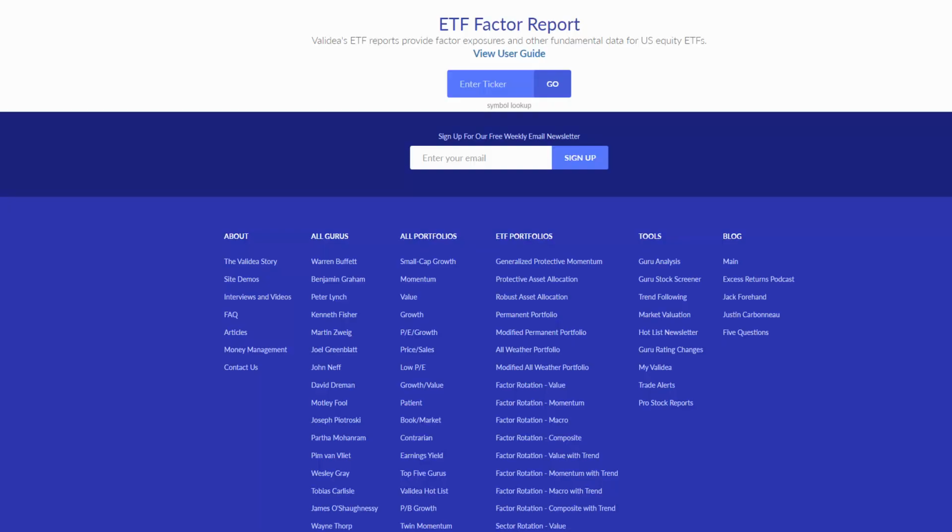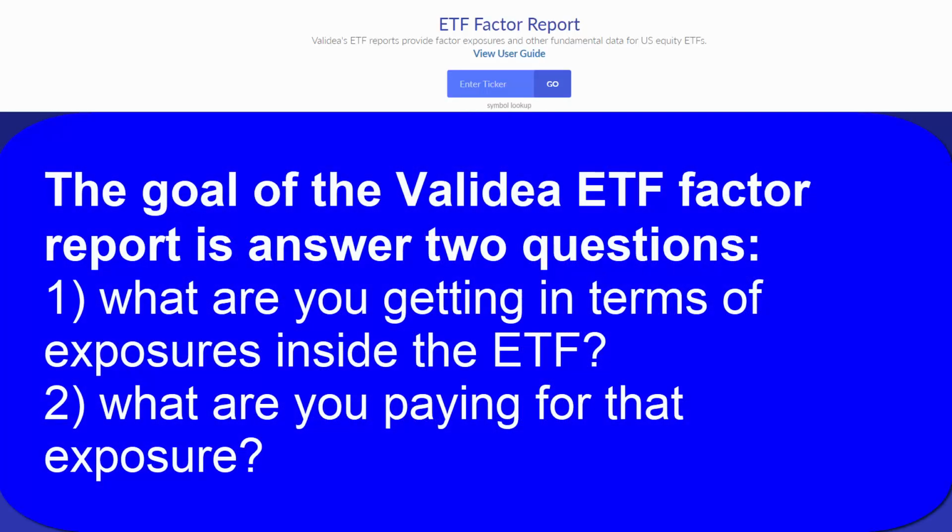The goal with this thing is to answer two questions. When you buy any US equity ETF, what are you getting and what are you paying for it? And that's the goal of this, to try to answer those two questions.